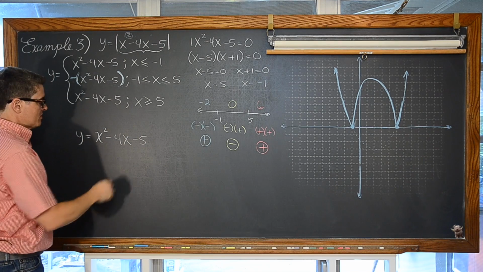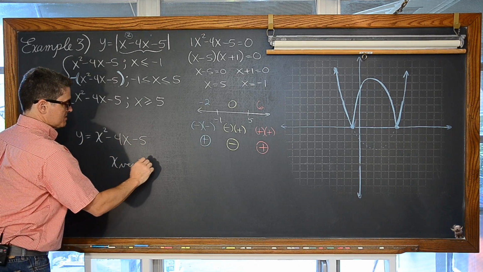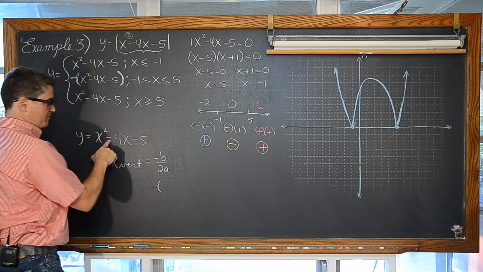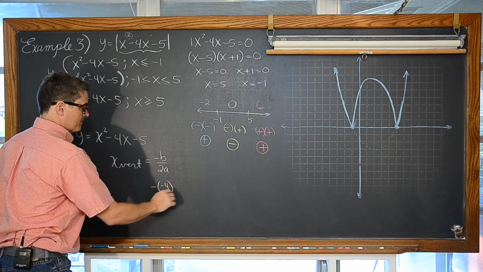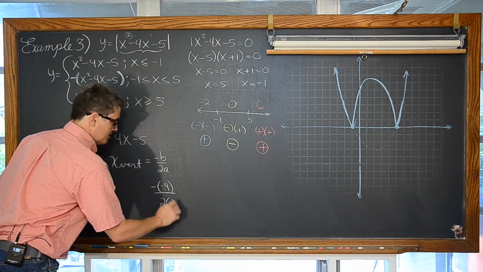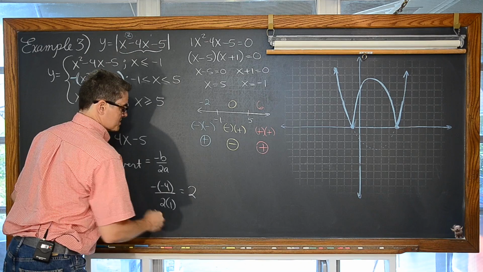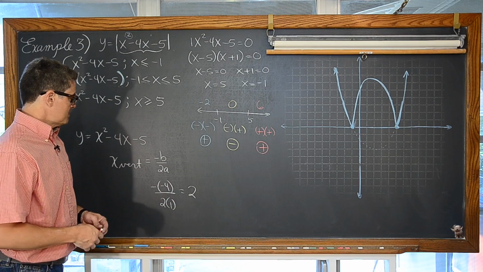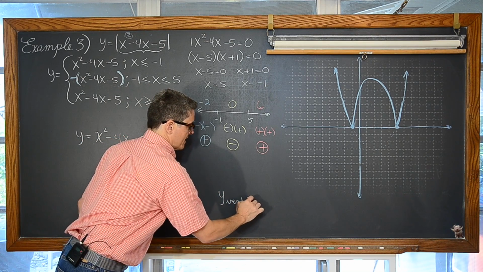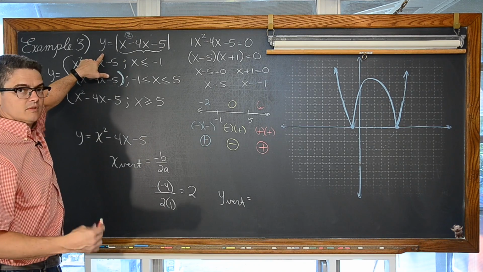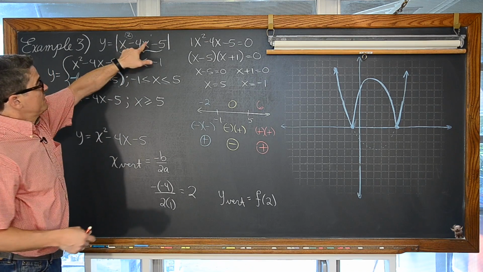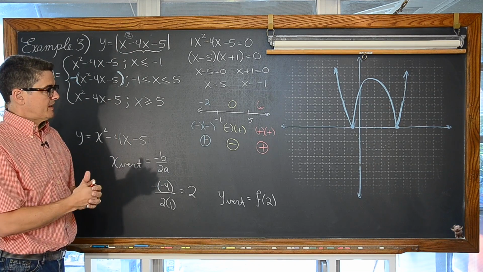In this format, the x of the vertex is equal to negative b over 2a. And now we've got negative, well, b is negative 4, so the opposite of negative 4 over 2 times a, well, that's our leading coefficient of 1, and 4 divided by 2 is 2. So the x of the vertex is equal to 2. Now if you want the y of the vertex, you just go back and figure out, if I was using function notation, I'd say figure out what f of 2 is, and plug 2 in here, find out what the y coordinate is, and then plot that.